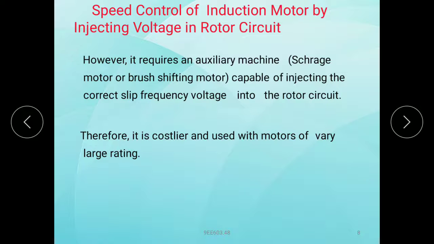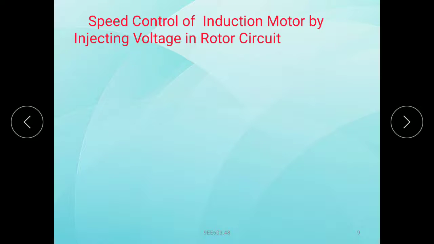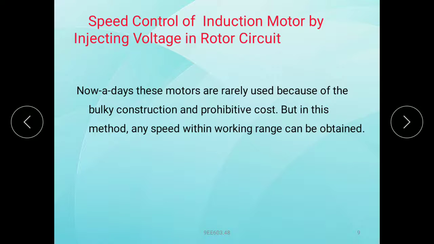Therefore it is costly and used with motors of very large rating. Using a very large rating machine, it costs more. Nowadays these motors are rarely used because of the bulky construction and prohibitive cost. But in this method, any speed within working range can be obtained.